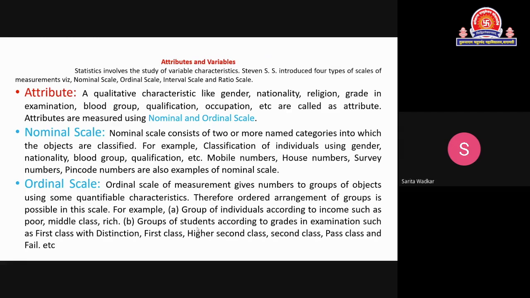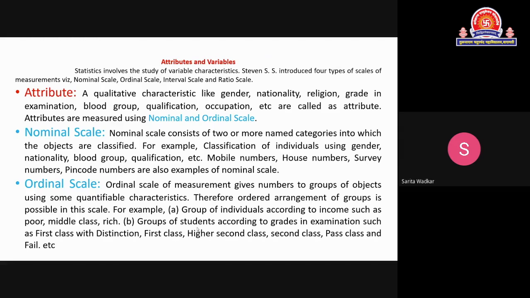So starting with nominal scale, let us see what is nominal scale here. Nominal scale consists of 2 or more named categories. See here what I am saying, named categories into which the objects are classified. For example, classification of individuals using gender. Whenever you are filling a form, you find that you write the gender here. Either you tick on male, female, and like this.